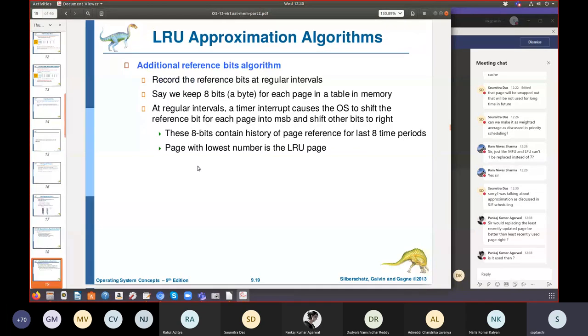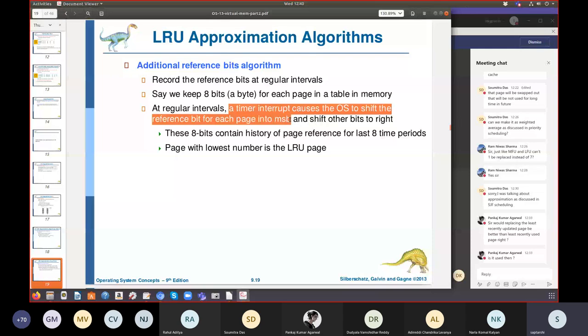So building on this idea, you can have additional reference bits. Whatever we discussed in the previous slide using only one bit, now let's say you have multiple bits. You have multiple reference bits associated with each page, and you are recording the reference bits at regular intervals. Let's say we keep 8 bits. At regular intervals, a timer interrupt causes the OS to shift the reference bit for each page into the MSB and shift other bits to the right.